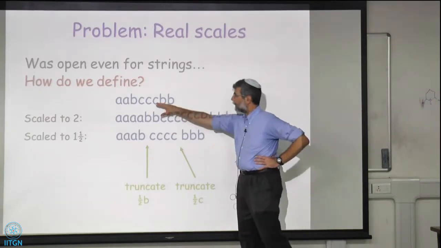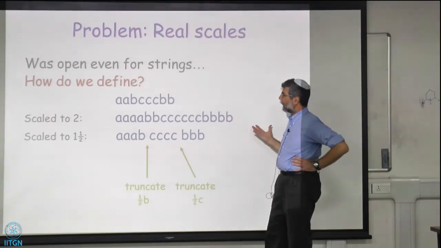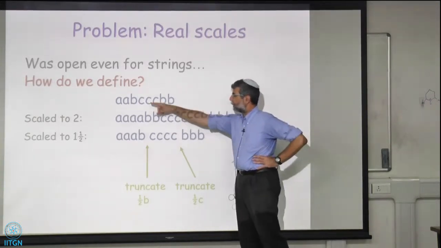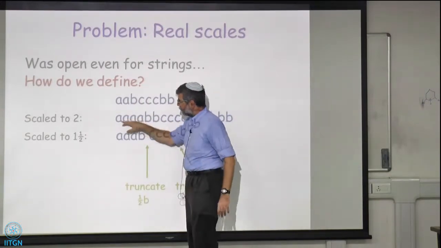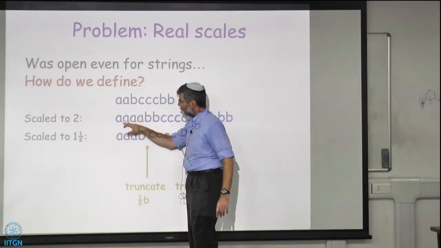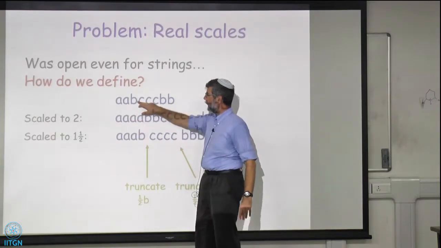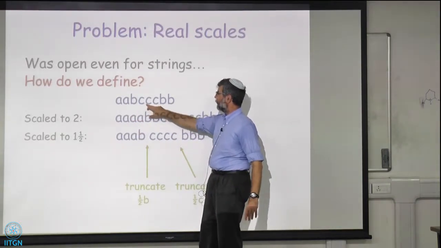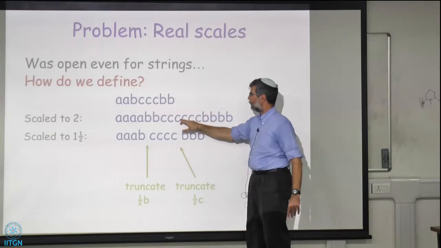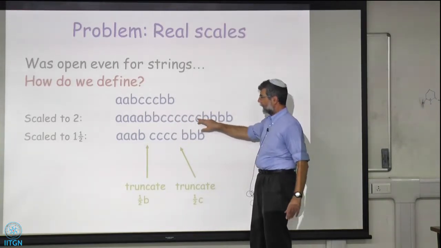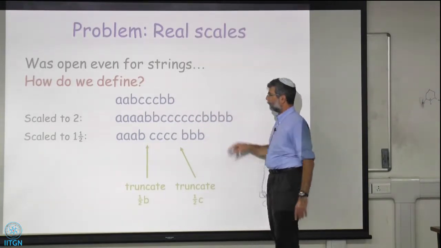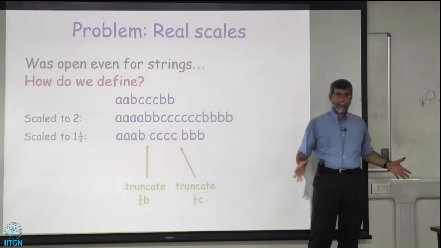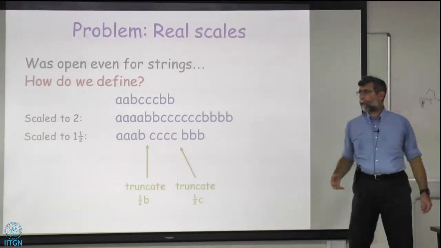So suppose that this is your string, and you want to scale it to 2. We know how to scale it to 2. We take every symbol and we double it. So this A becomes 2 A's, this A becomes 2 A's, the B becomes 2 B's. Each one of the C's becomes 2, so we have 6 C's, and then the 2 B's become 4 B's. That's scaled to 2. That's easy. We know how to do that.